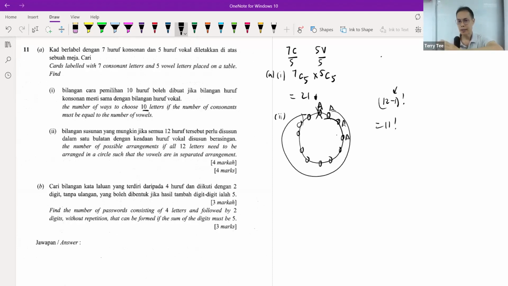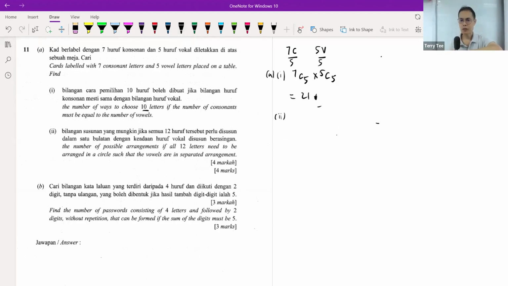That's why we always minus 1. Now, coming back to this question, how many vowels and how many consonants do you have? You have 7 consonants and 5 vowels. But the vowels cannot be next to each other. They are in separate arrangement. You must read the Bahasa version, disusun berasingan. That means they are separated, basically. So how do you separate it?